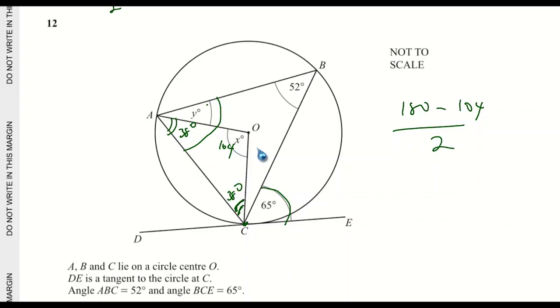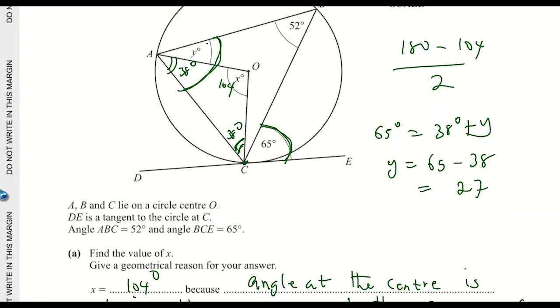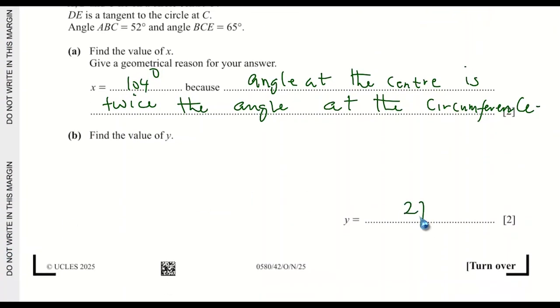Now I can use the alternate angles in alternate segments. So 65 degrees equals 38 degrees plus y, because this angle and the whole of this angle are angles in alternate segment. Super easy, right? So y equals 65 minus 38 degrees, which equals 27. So pretty easy. y equals 27 degrees. So let's go to the next question.